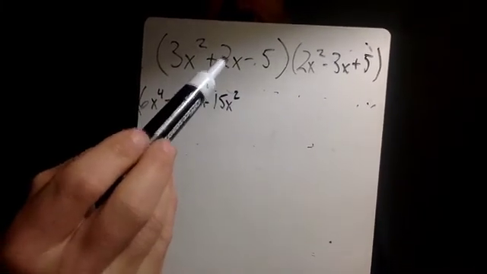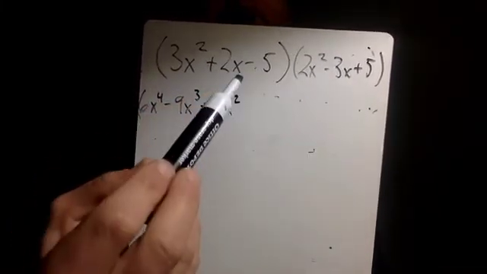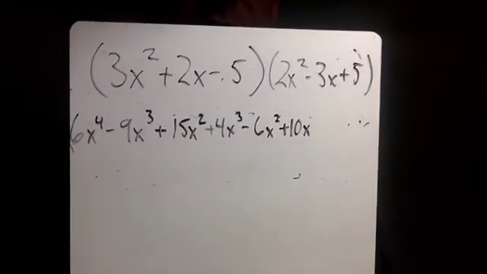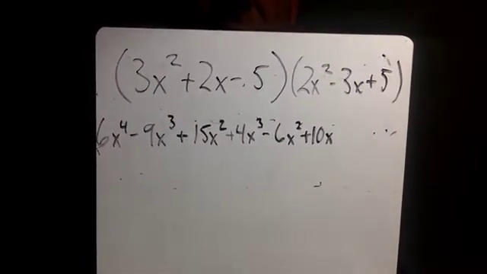Now we'll do the 2x. 2x times 2x squared, 2x times negative 3x, 2x times 5. 2x times 2x squared is 4x to the 3rd minus 6x squared plus 10x. I'm trying to write little so I can fit it all in here. I don't know if I'm going to make it. All right.